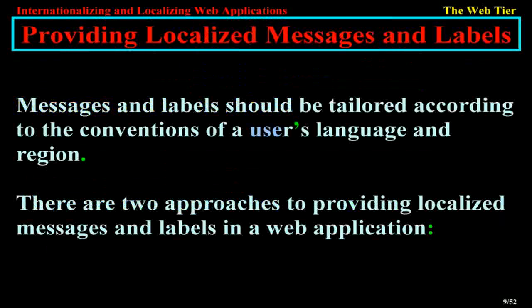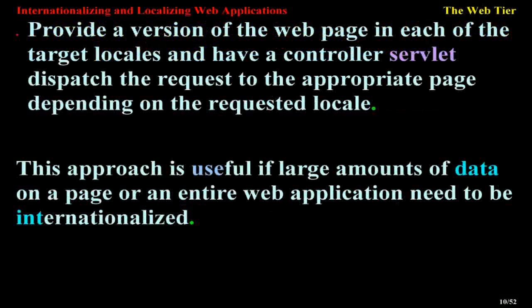Providing localized messages and labels. Messages and labels should be tailored according to the conventions of a user's language and region. There are two approaches to providing localized messages and labels in a web application. Provide a version of the web page in each of the target locales and have a controller servlet dispatch the request to the appropriate page depending on the requested locale.